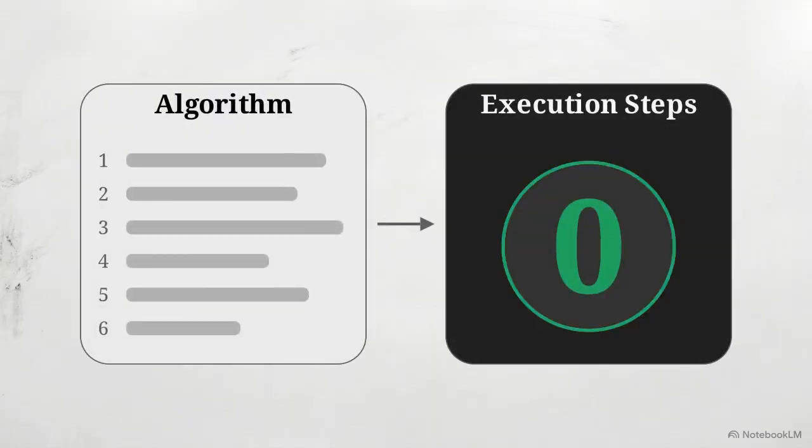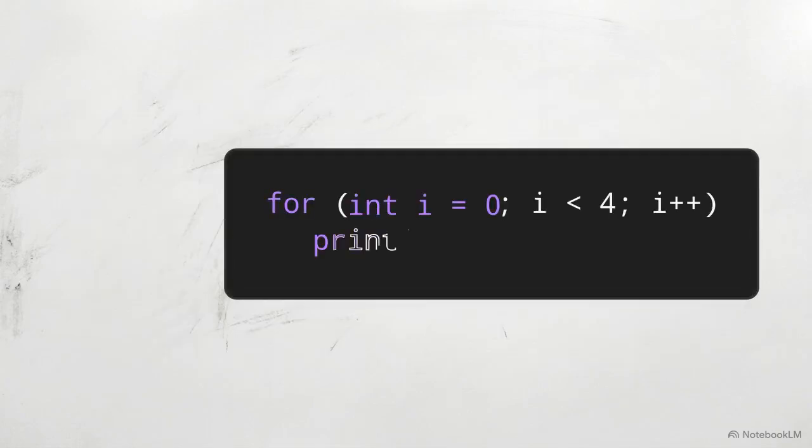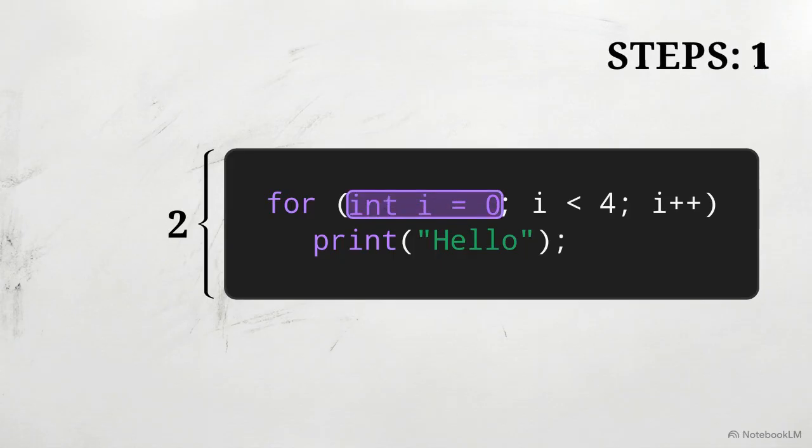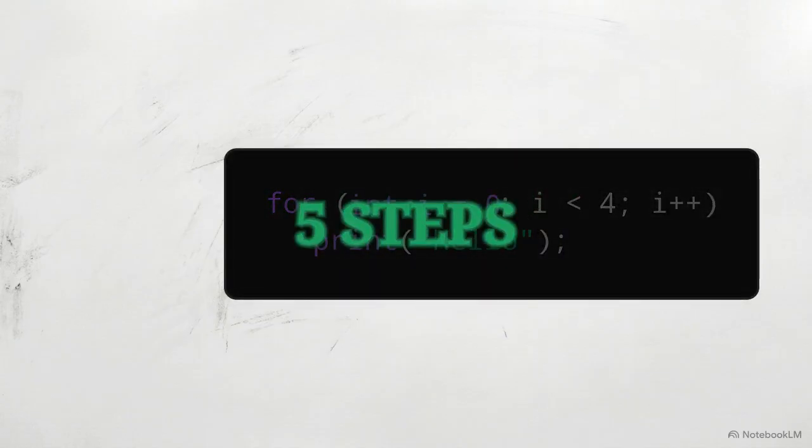We do that by counting the execution steps, the total number of lines the code actually runs. Look at this for loop. If you count the lines written on the screen, there are only 2, but the computer runs the initialization step once and then executes the inner print statement 4 separate times. So regardless of processor speed, this algorithm always takes exactly 5 steps to complete. This gives us a fixed, standardized way to measure an algorithm's complexity.